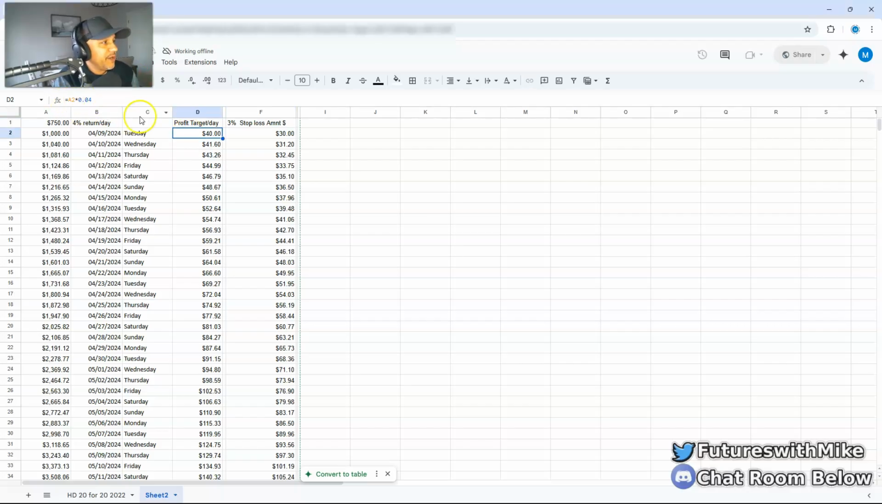You can see the calculations right here by the sales on the spreadsheet. But anyways, $1,000 we say we start with, right? Let's change this to $1,000 right here. We'll start with $1,000, okay? All right, $1,000 right here.